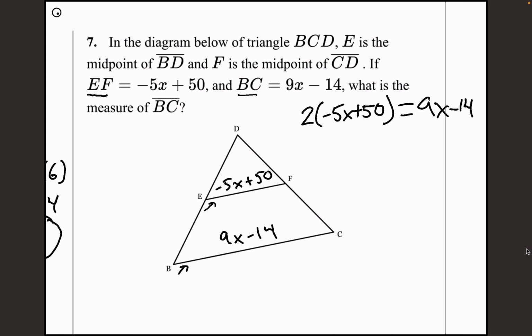Okay, so what's 2 times negative 5x? What's 2 times 50? 100. Equals 9x minus 14, and we just solve from there. Okay, so I'm just going to go ahead and add my 10x over.